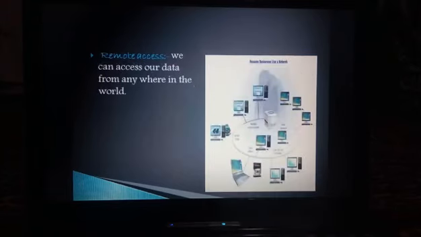Now, the second point is remote access. We can access our data from anywhere in the world. For example, we may be out of our country. We can access our data anywhere, provided we are connected to a network.